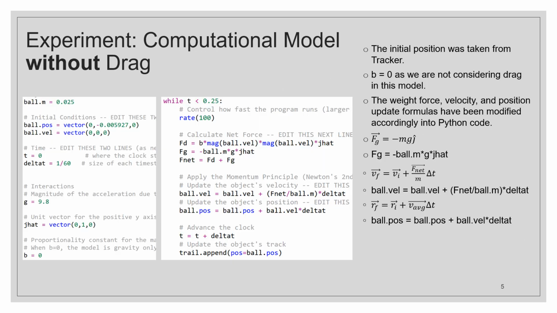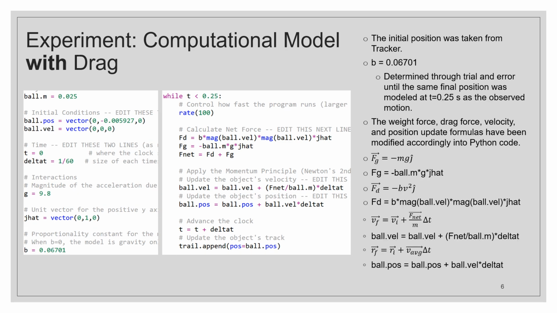The first computational model does not model drag, only gravity. The initial conditions were set as outlined in the previous slide, and b, the proportionality constant for the drag force, is set to 0 because we are not accounting for drag in this model. The while loop runs until t is less than 0.25 seconds, the last frame in the tracker analysis. As seen on the slide, the gravity, velocity, and position update formulas have been modified accordingly into Python code to allow for the iterative prediction of the motion of the medicine bottle.